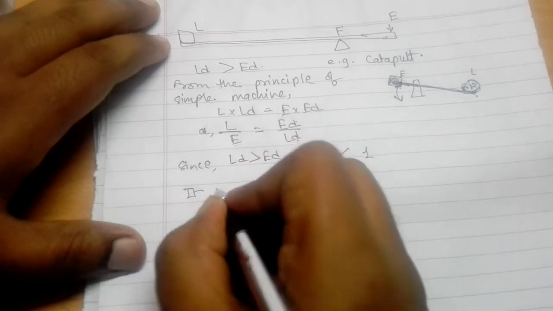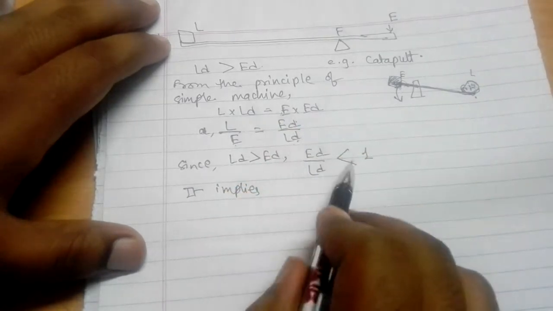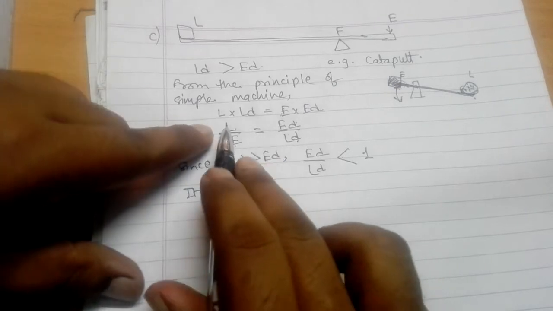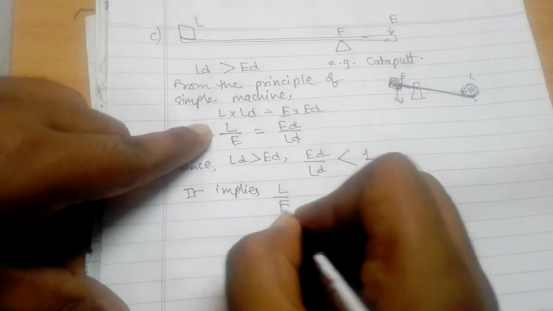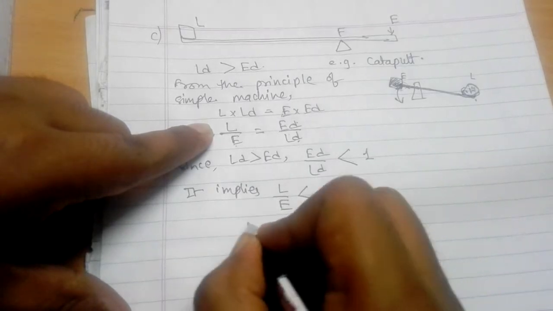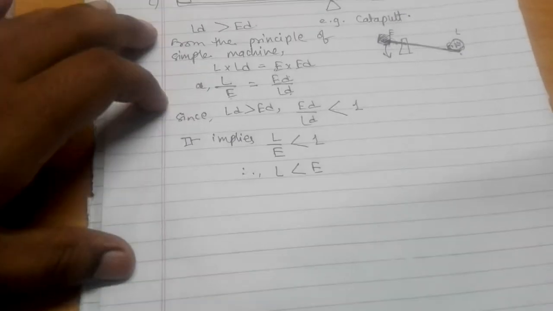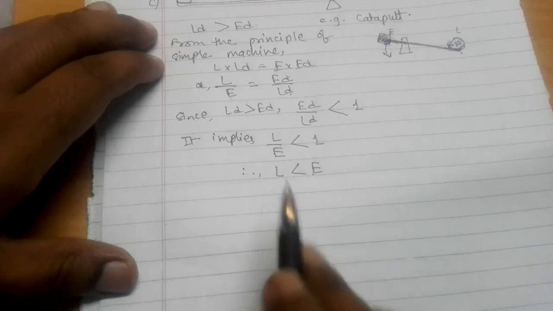It implies if ED by LD is less than 1, then L by E must also be less than 1. Yes, because L by E is equals to ED by LD. It implies L by E must also be less than 1. Therefore, it gives L is less than E. You can see effort, large amount of effort. More effort is needed to lift smaller amount of load.